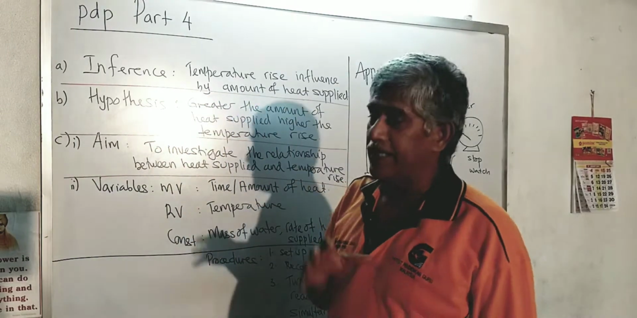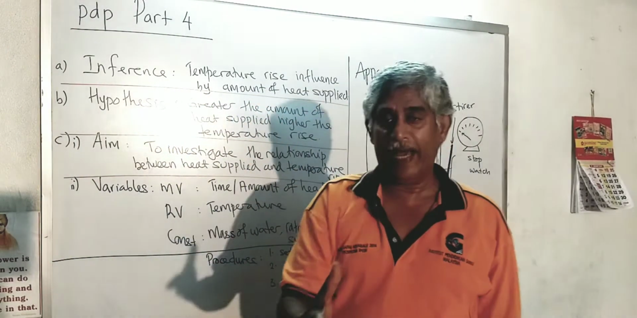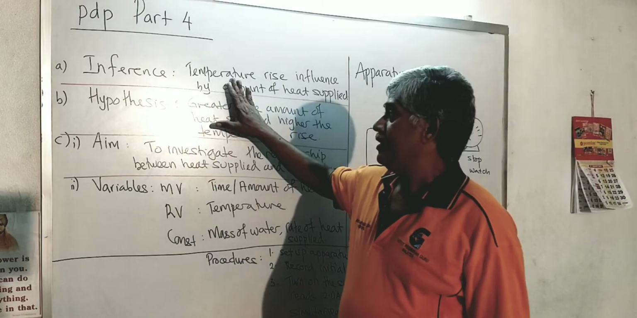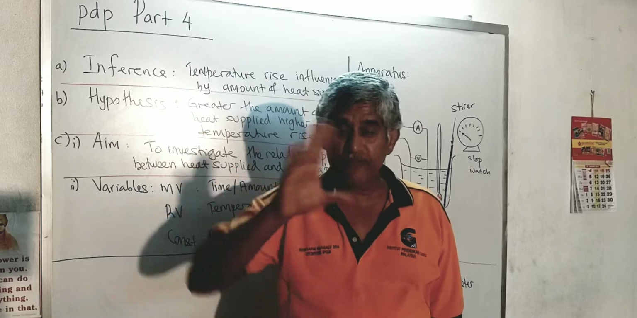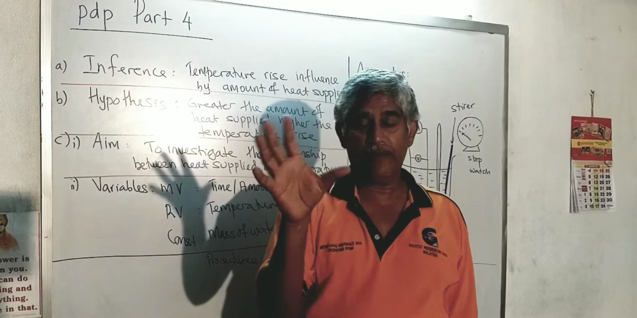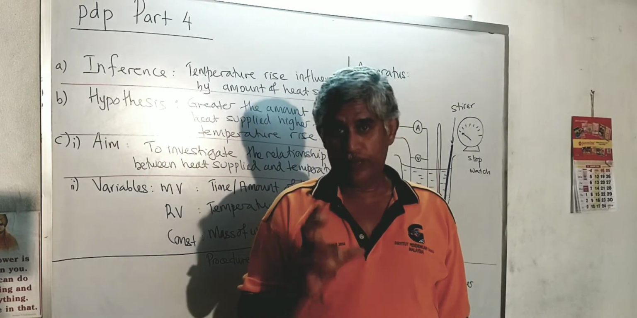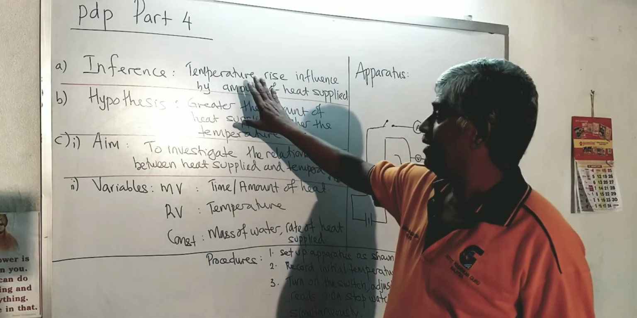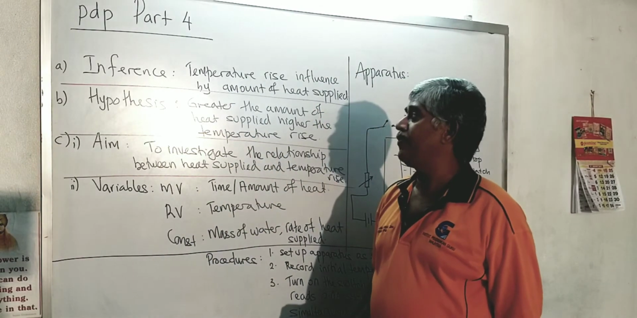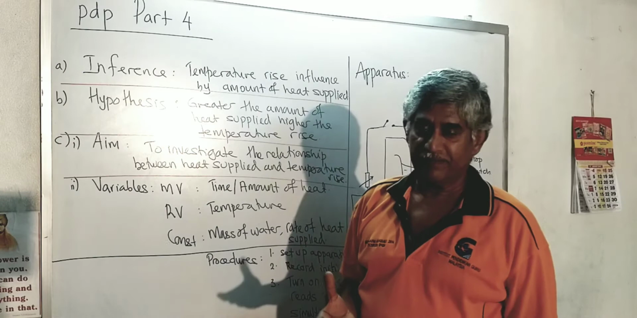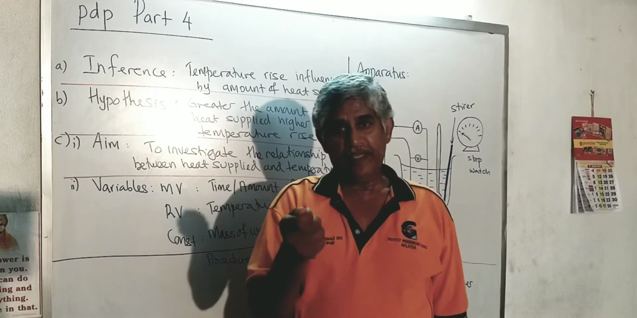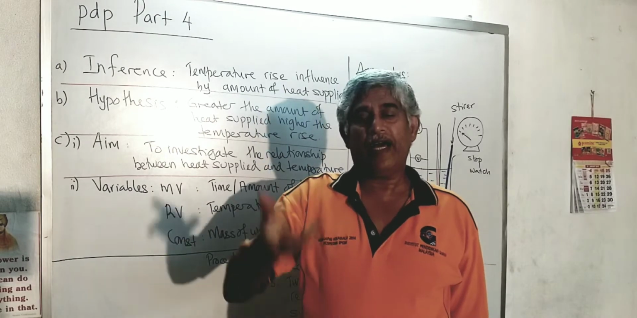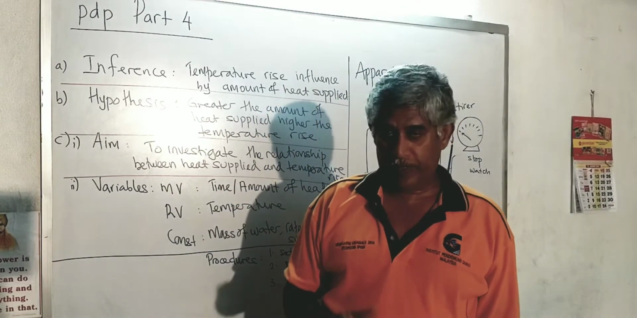So the inference that we can propose based on what I explained just now is, inference is basically we try to infer the situation with the variables that we can observe. Over here I can say that temperature rise is influenced by the amount of heat supplied. That means the more heat you supply, when you raise the current, the higher the temperature goes. Okay, that's what that means.